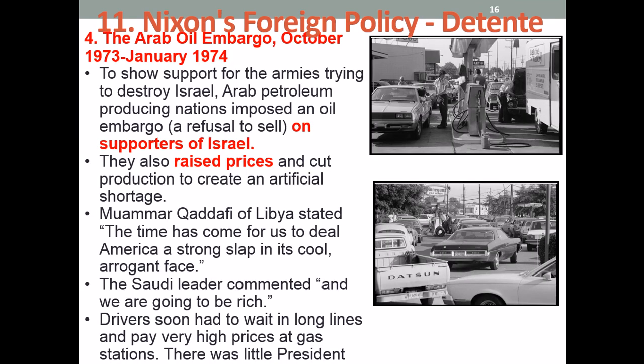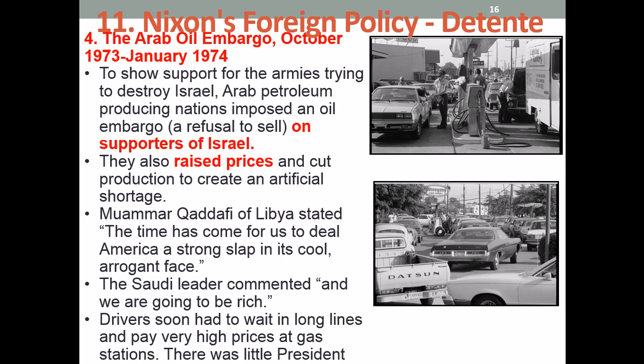The Arab world now has targeted the United States, as well as Western Europe, who also did help the Israelis in the Yom Kippur War. And the result is a couple of things. Now, remember, we talked in the 1960s, the formation of OPEC, the oil-producing nations, mostly made up of Arab nations. They decided to go ahead and place a boycott of oil against the United States and Western Europe in order to show support for the armies trying to destroy Israel.